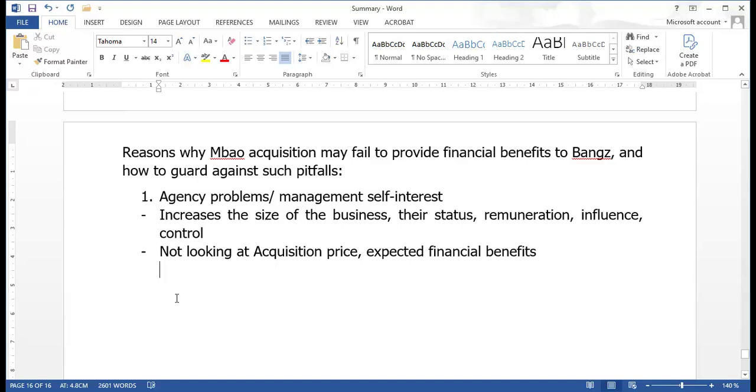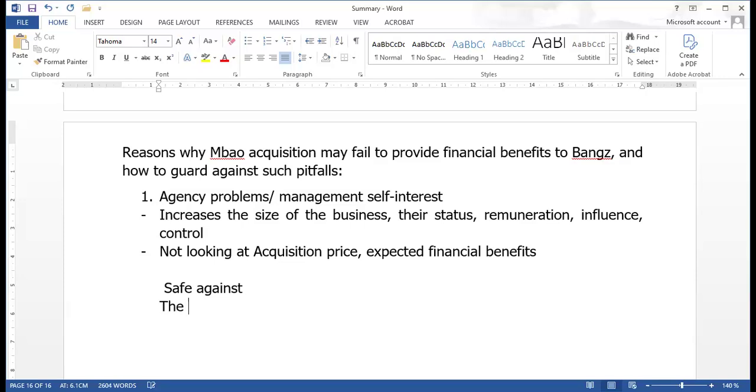And how can you safeguard the agency or management self-interest? What can you do if you are to do the safeguard? Because they said any reason you state, put the safeguard. How can we avoid this issue, or how can we reduce it?